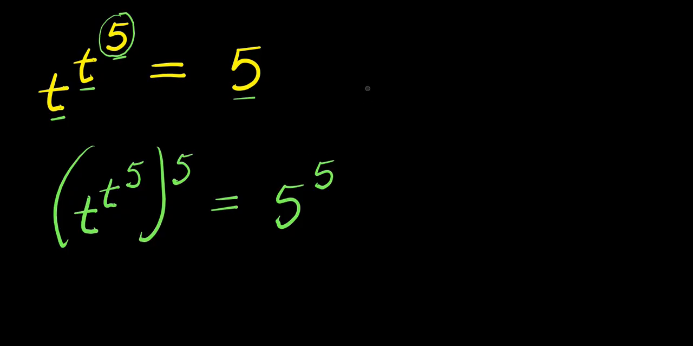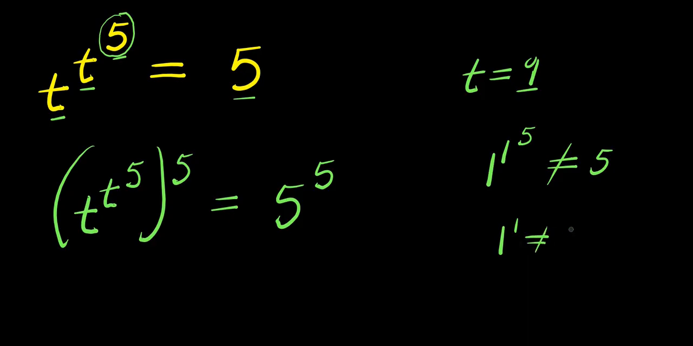It's simply because if I consider t to be 1, then I'm going to have 1 to the power of 1 to the power of 5. Then this will not give me 5, because 1 power of 5 is 1, I have 1 power 1, and 1 power 1 is 1, which is not 5. Now, if you consider t to be 2, then if you insert 2 here, you are going to have a number that is far greater than 5. So that means we need to solve it this way.